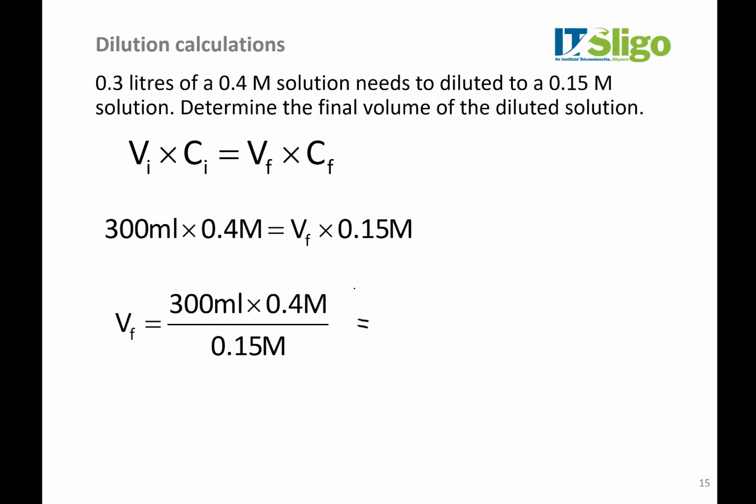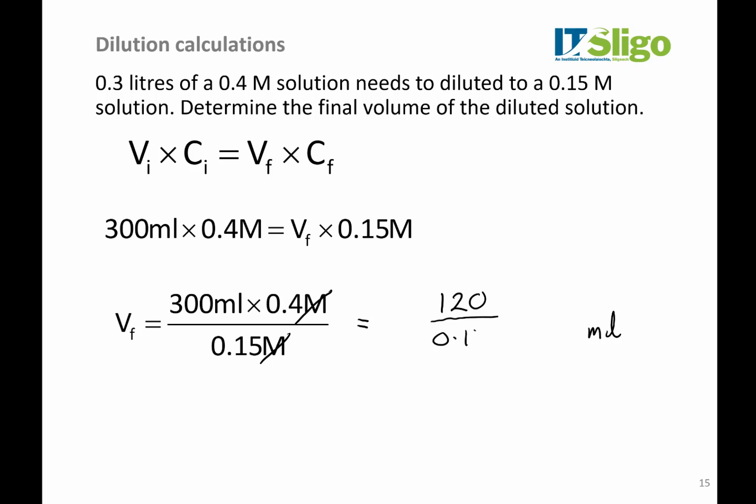300 by 0.4. We'll do the units first. The molarities will cancel, so my answer is going to be in mL. And that makes sense. What's the final volume? 300 by 0.4 is 120. Again, 300 by 4 is 1200, one decimal place. That's how I'm doing this.